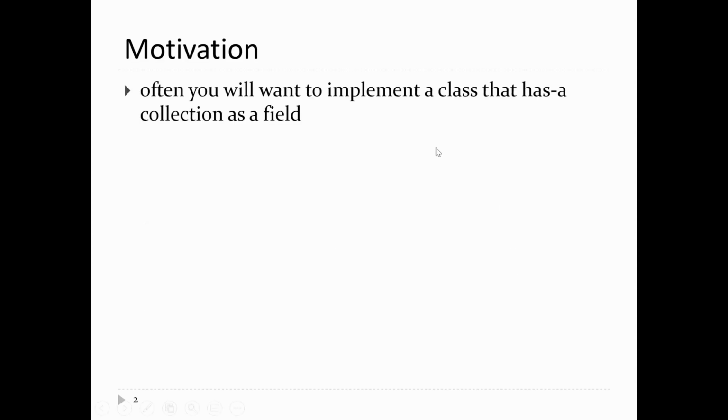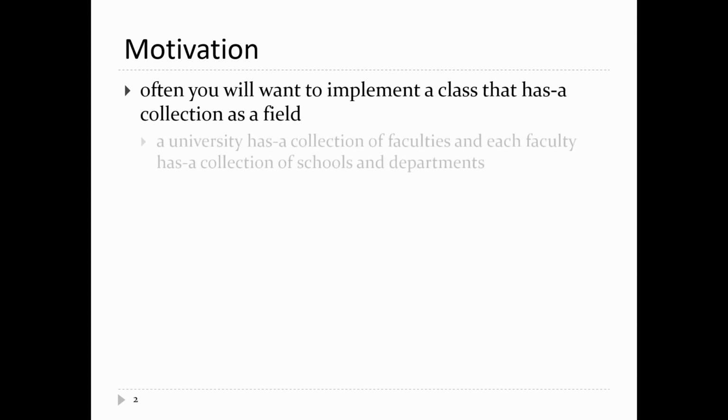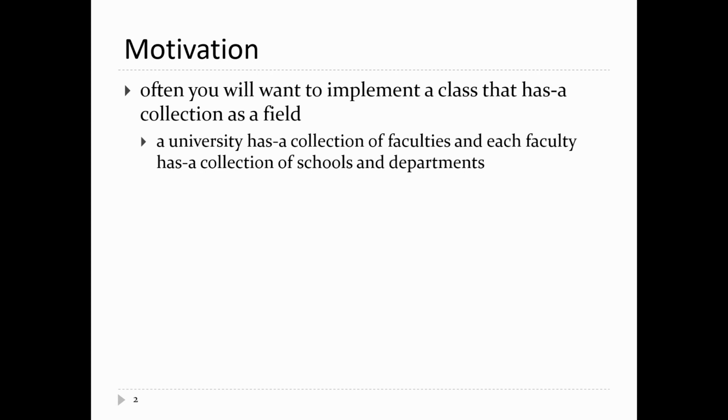So this happens a lot. Often you want to implement a class that has a collection as a field. Now, "has a" immediately implies association, so now you're going to decide between aggregation or composition, probably. For example, a university has a collection of faculties. Each faculty has a collection of schools and departments. So if you're going to implement a university class, you're probably going to have some sort of collection for the faculties, and some sort of collection for the schools and departments.